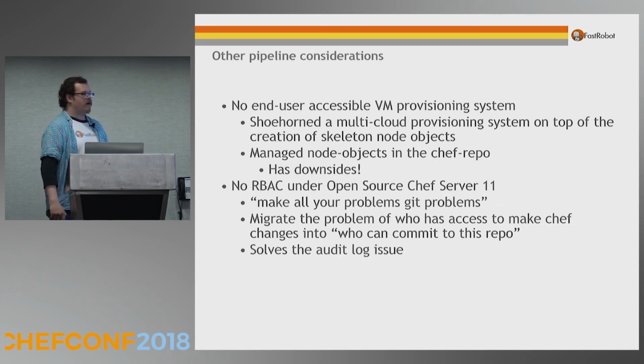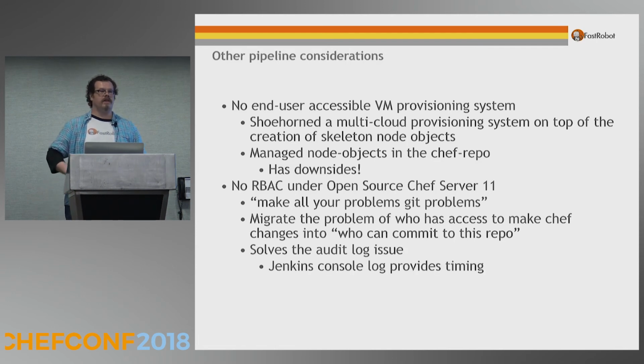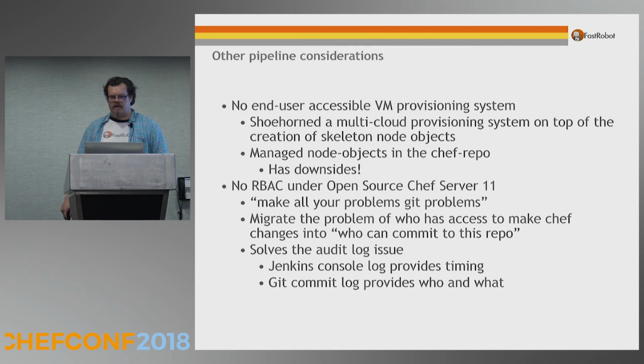Like I said, it solved the audit log issue, because now you had who changed what and when. And if you look at the Jenkins console log that was pushing this, you knew exactly when that change went into production or development or staging. I didn't cover it in this, but remember I said that this is one Chef repo that dealt with multiple targets.